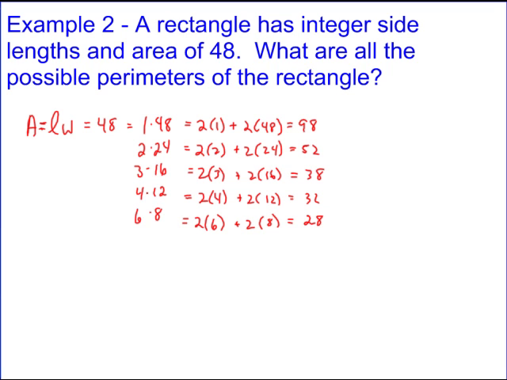So the 5 possible perimeters of this rectangle are found by finding all of the factor pairs of 48, and then going through and calculating perimeter using our perimeter formula, which is 2L plus 2W. So 98, 52, 38, 32, and 28 are our solutions.